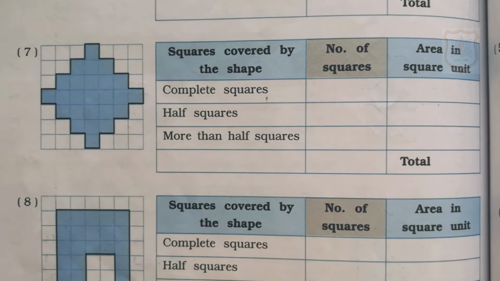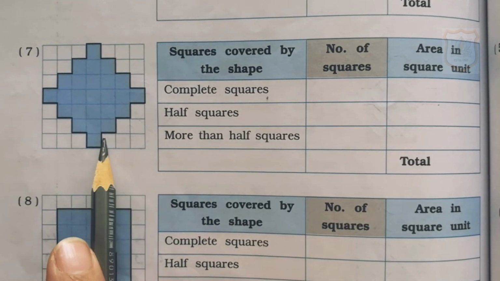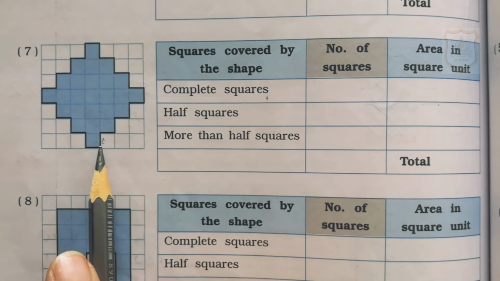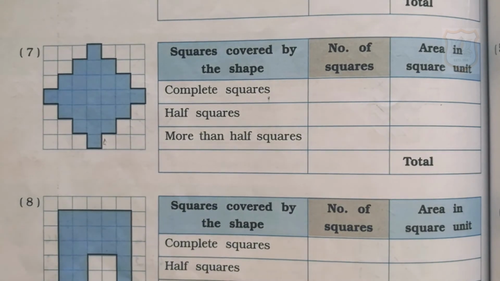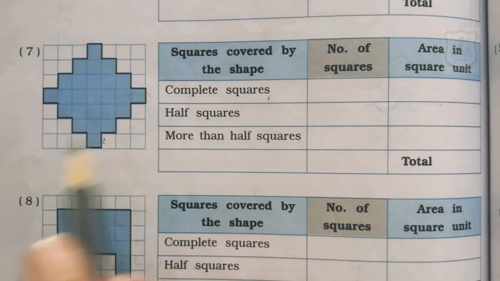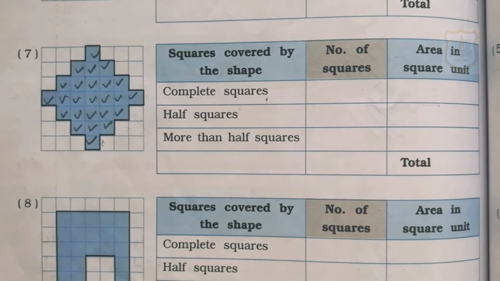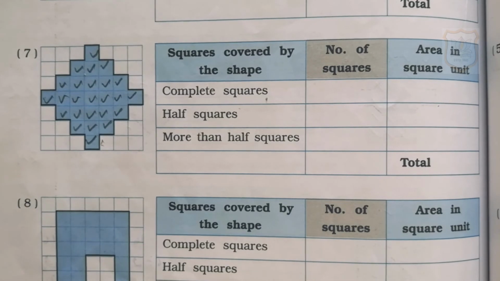Now sum number 7. Here also a figure is given. We have to find out how many complete square, half squares and more than half squares are there. So also first we will find out the complete squares. We will put a tick mark on the complete squares. So students, in this way we will put a tick mark on the complete square here.